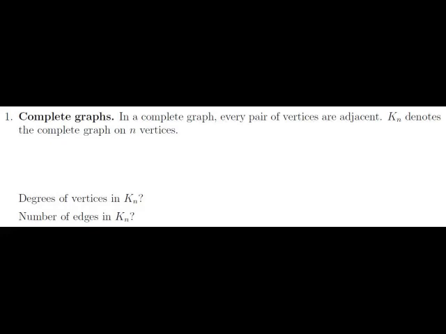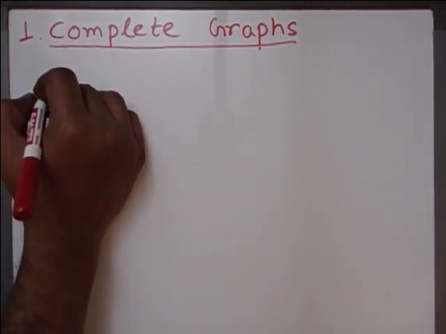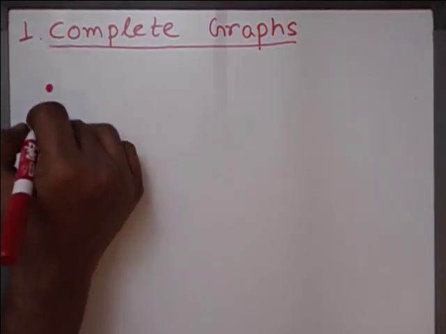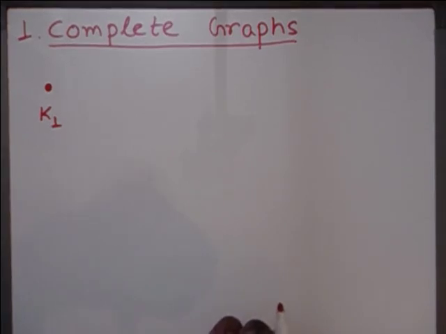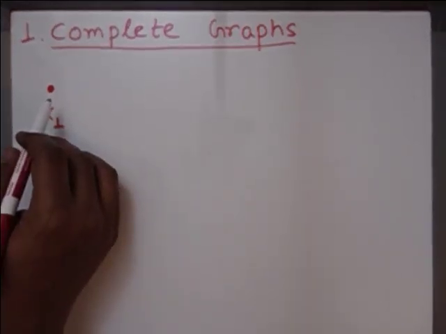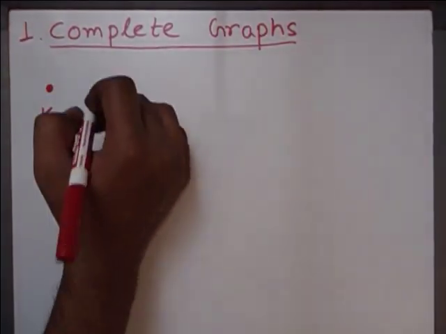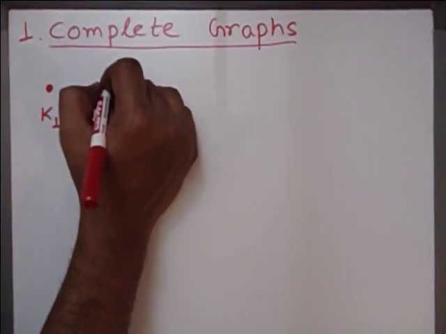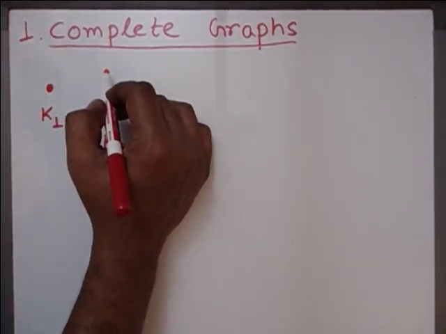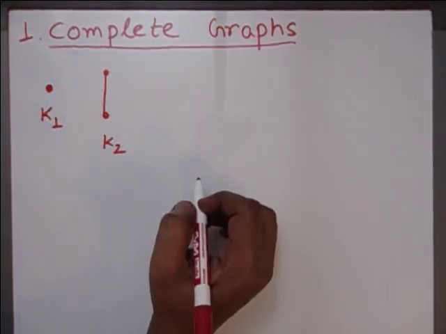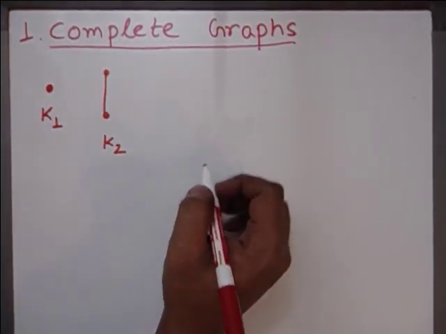So for example, let's draw some complete graphs for n equal to 1, 2, 3 and 4. So the first one is K1, a complete graph with one vertex. This will look like just a single vertex. So this is K1. This graph has only one vertex and 0 edges. Next is K2, a complete graph with two vertices. So two vertices and there is only one edge joining them. So two vertices, one edge.